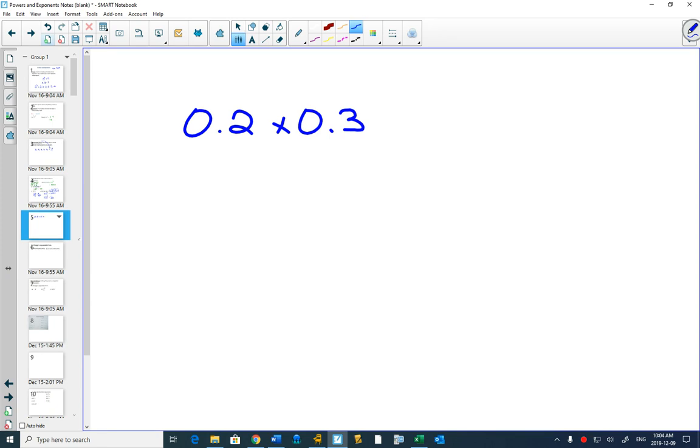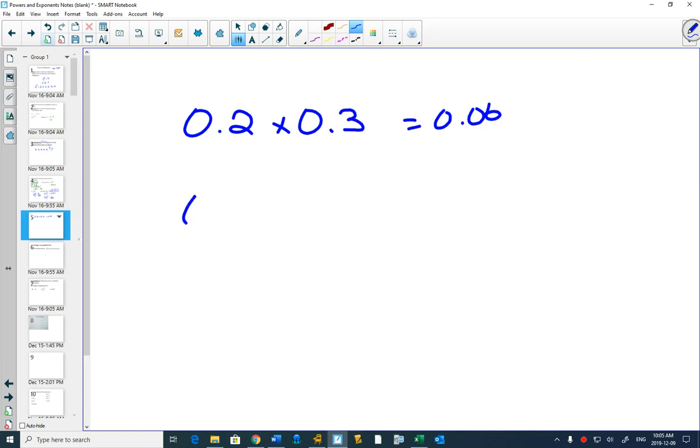0.2 times 0.3. First of all, can you do 2 times 3? What do you get? 6. There's one decimal place here. There's one decimal place here. That means that your answer will have 2 decimal places. Can you write 6 with 2 decimal places? 0.06. That's the right answer.